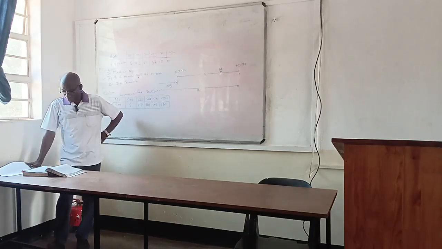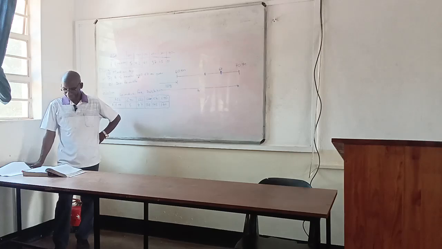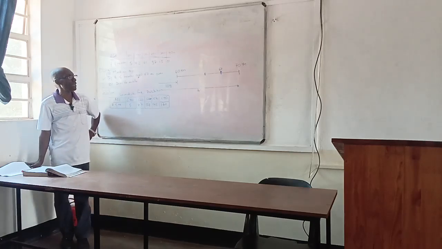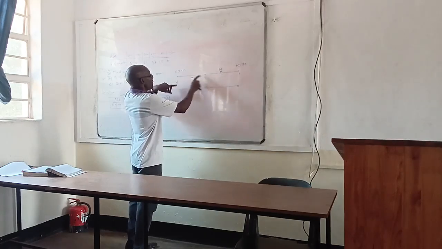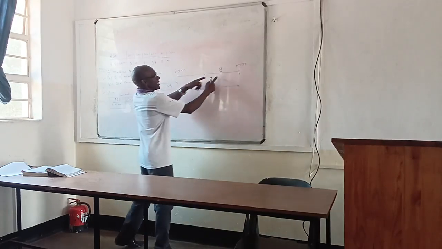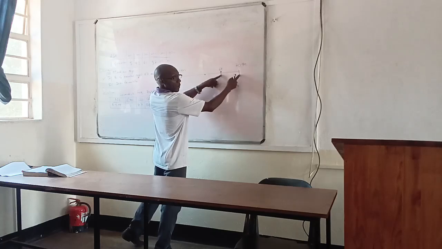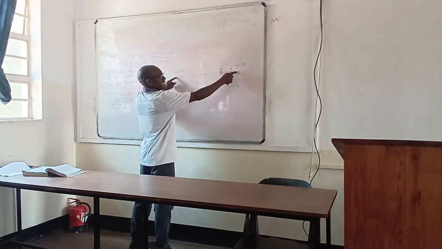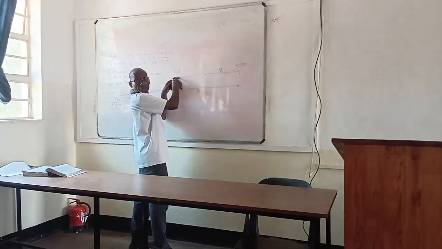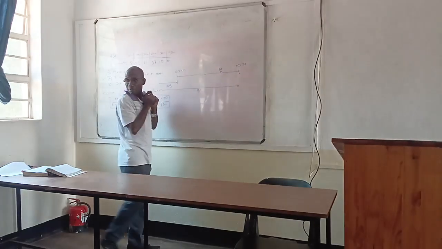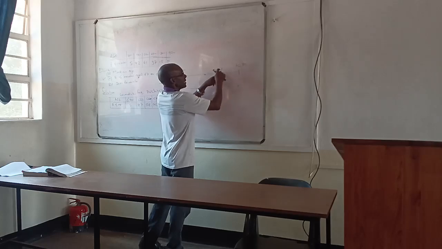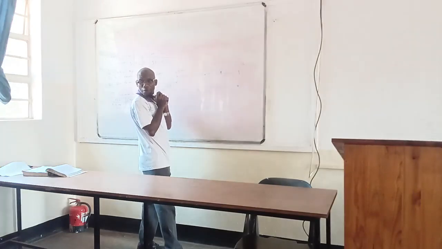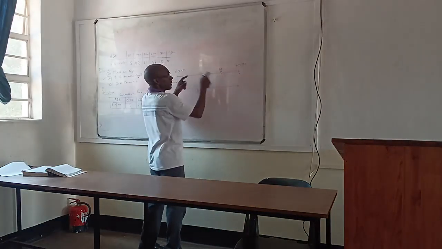If we are to use linear interpolation, age 67 and over, right? The question is 67 and over. It means from here to here the width is what? 70 minus 60, 10. And from here to here is what? 70 minus 67, 3. Therefore, our fraction is going to be 3 over 10.